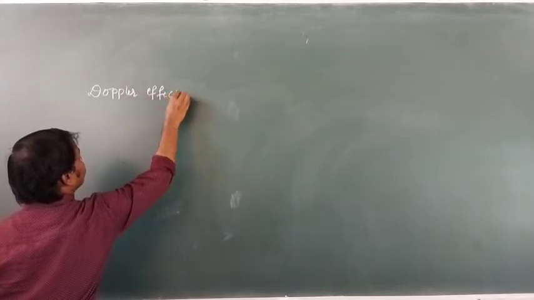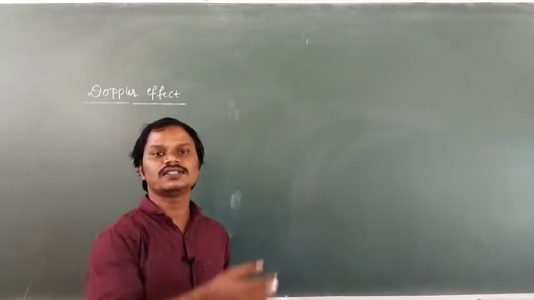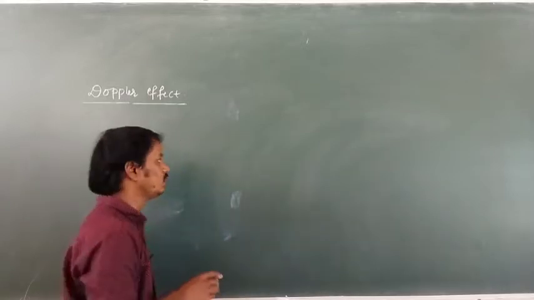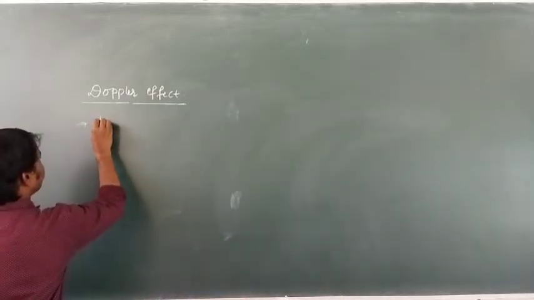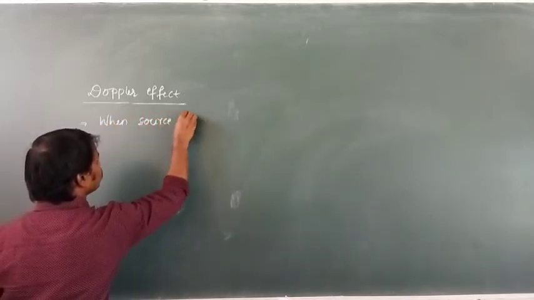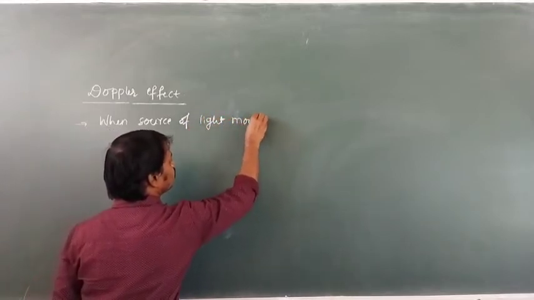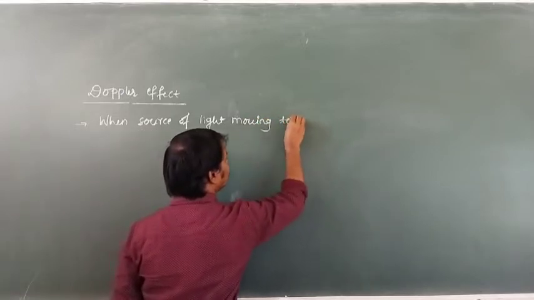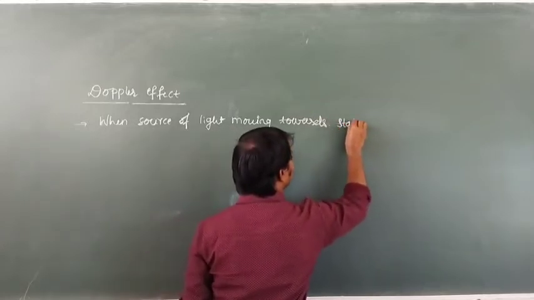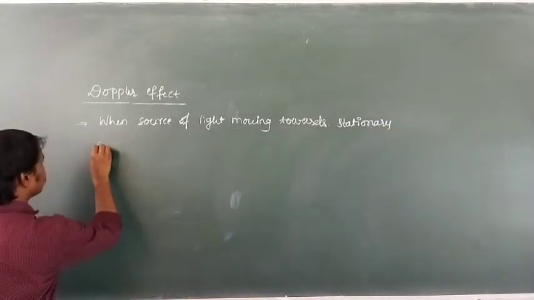In case of Doppler effect, we are going to consider two cases. What are those cases? The source of light moving towards the stationary observer, and also the source of light moving away from the stationary observer. First case, when the source of light is moving towards a stationary observer. Here stationary observer means the observer is at rest.